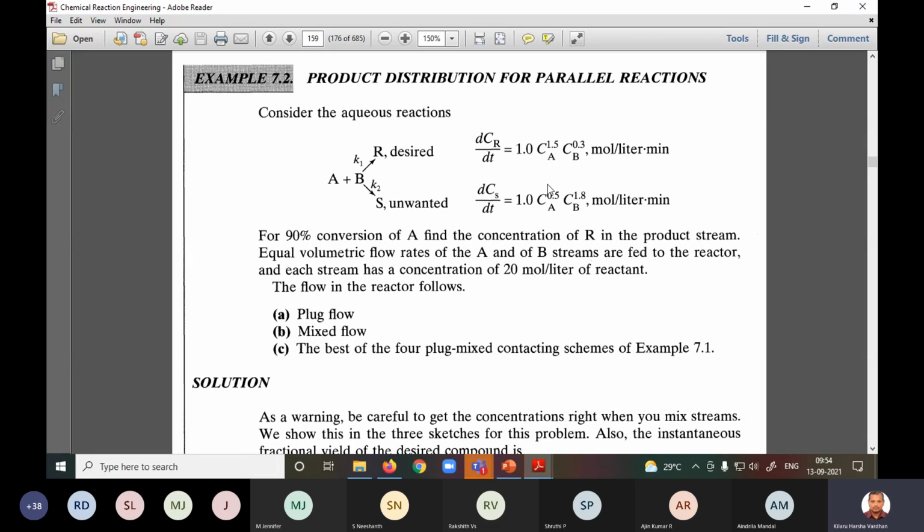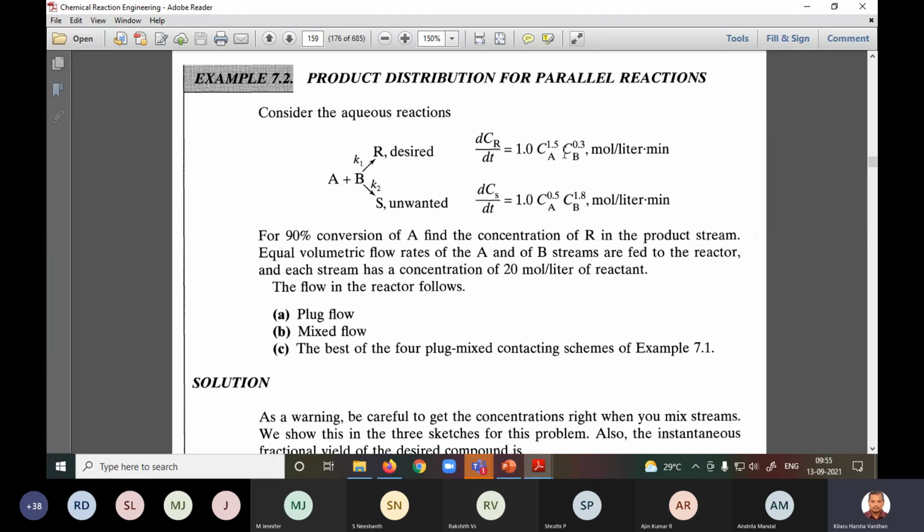For parallel reactions, you need to understand how we can do the contacting patterns. This is a qualitative and quantitative analysis. Qualitatively, we discussed that high concentration favors higher order reactions, and low concentration favors lower order reactions. For the quantitative analysis, we are discussing psi and pi.